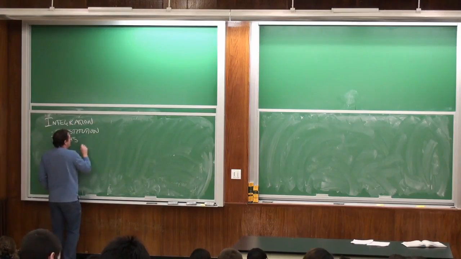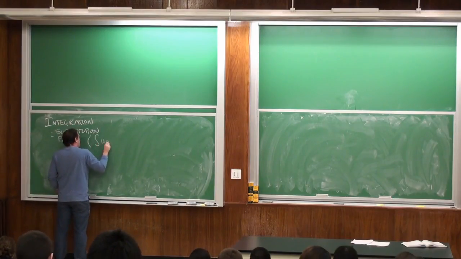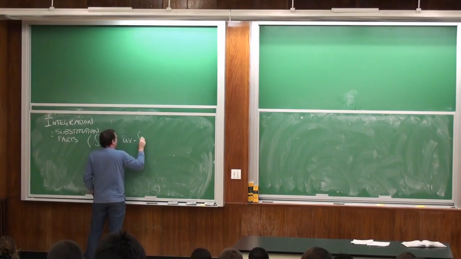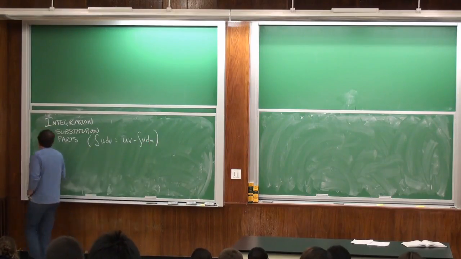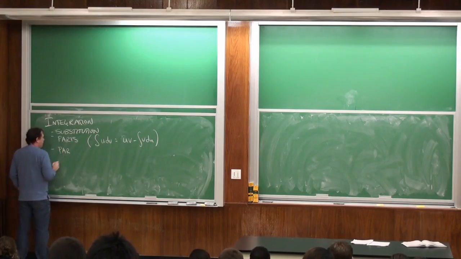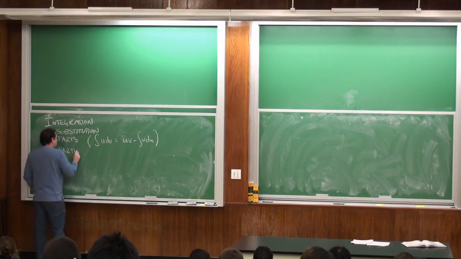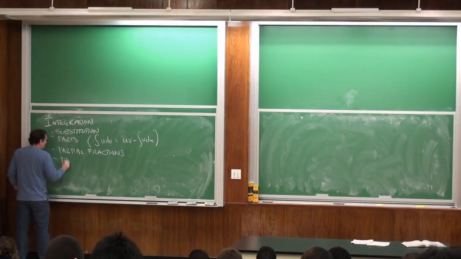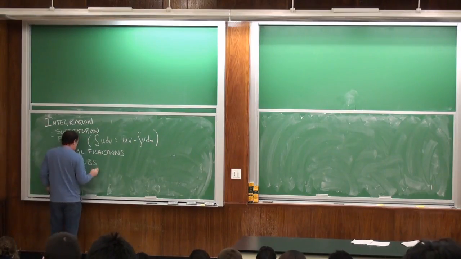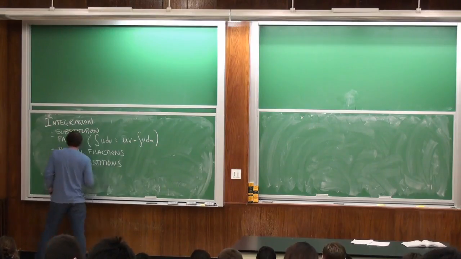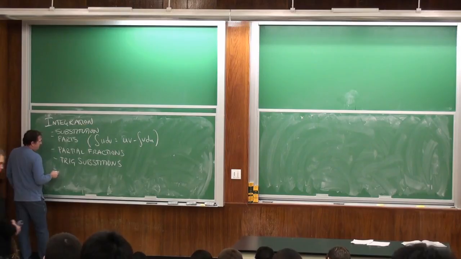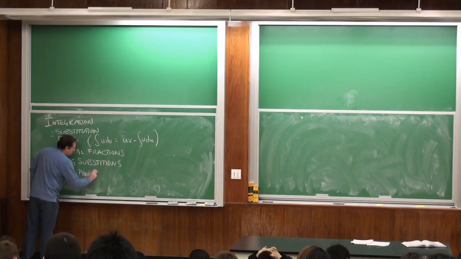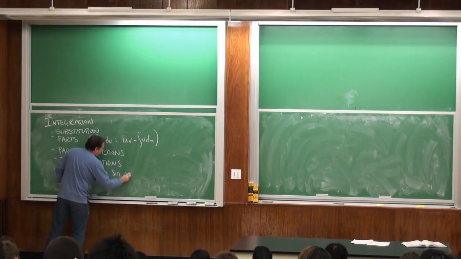which, in case you forgot what that is, is that the integral of u dv is uv minus the integral of v du. I don't remember the order exactly, but certainly we did partial fractions. Trig substitutions. Let me call this, instead of trig integrals, integrals of powers of sine or cosine.